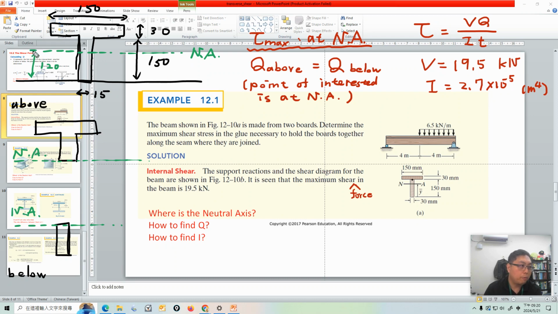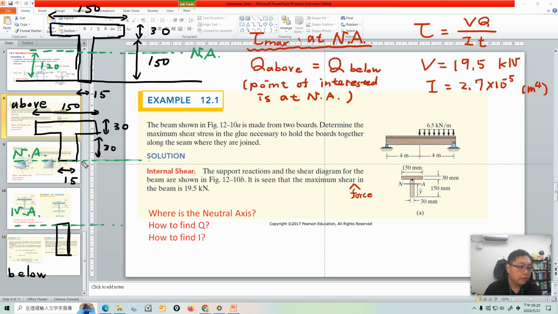Our point of interest right now is here. Above is this shape, and below is this shape. Above the neutral axis, here is 150 and here is 120. Let's make a note of the geometry information. Here is 30, here is 30, and here is 150. This is the geometry information above the neutral axis. Also, I forgot, this is 15.